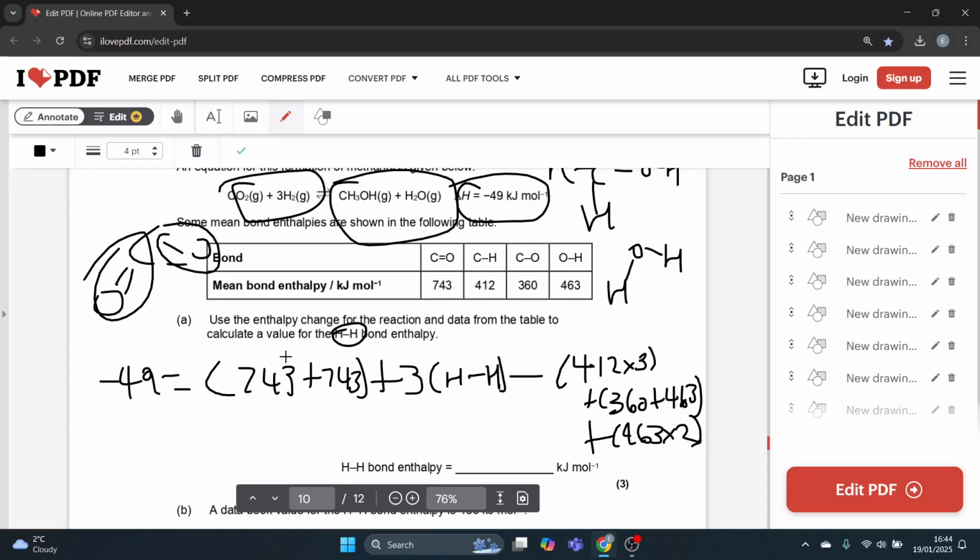Yeah, 463 times by 2. So what I would do here is, first let's work out what 743 plus 743 is. 1486. Plus 3Y minus 412 times by 3 plus 360 plus 463 plus 463 plus 463, 2985.